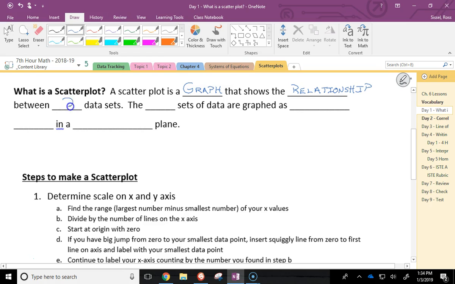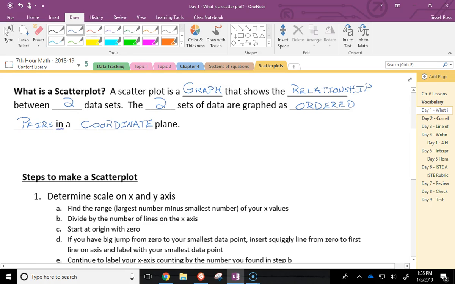Between two data sets, the two sets of data are graphed as ordered pairs in a coordinate plane. Alright, so making sure we understand what this is talking about. A scatter plot is going to be a graph.